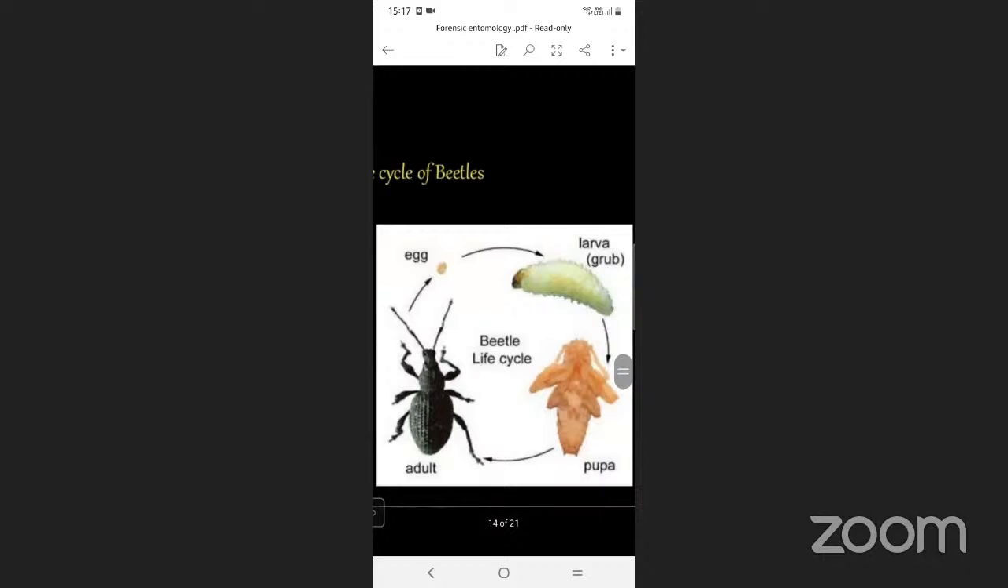And when we see the cycle of beetles, they complete the life cycle of egg and grub stages, pupa, and adult stages.